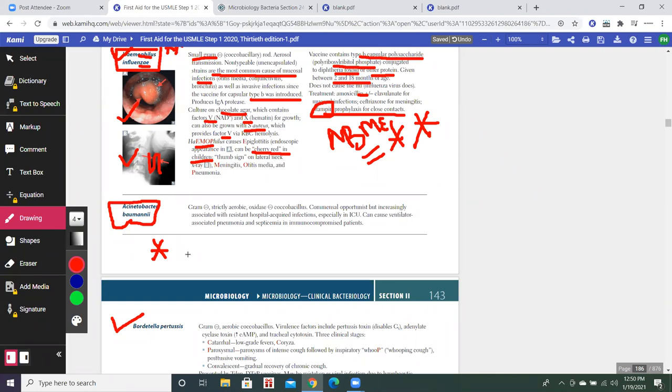Okay. Is everyone ready for Acinetobacter baumannii? Acinetobacter baumannii is a gram-negative, strictly aerobic, oxidase-negative coccobacilli. How common is Acinetobacter infection? How common is it? Everyone, how common is having an Acinetobacter infection?